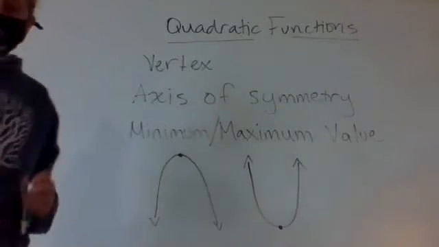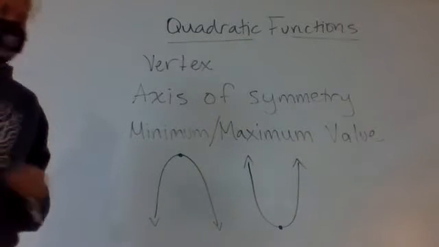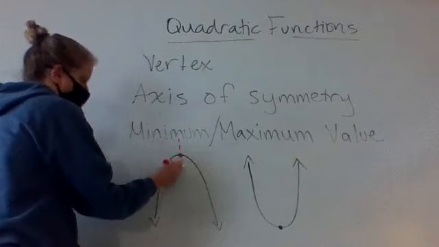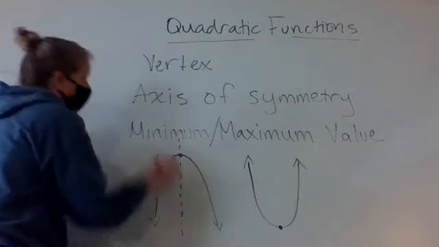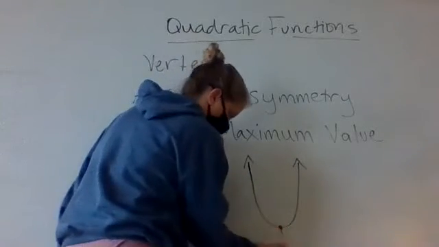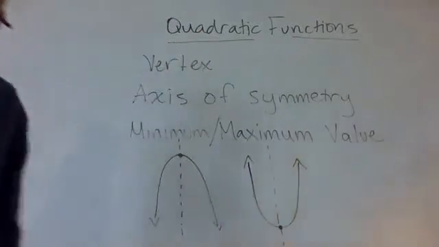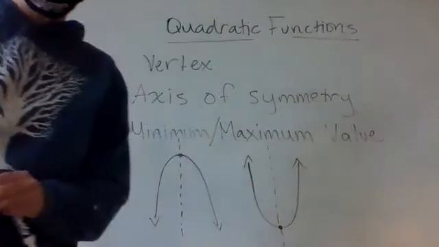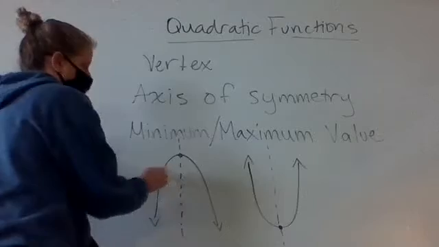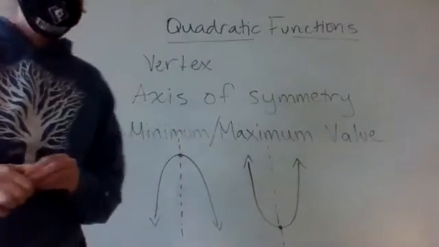Then there's this term called the axis of symmetry. The axis of symmetry is a vertical line. Axis kind of just means line. It's like the line of symmetry. It's the line that cuts the parabola right in half. It makes one side of the parabola be the same exact thing as the other side. So that's going to be the axis or line of symmetry.